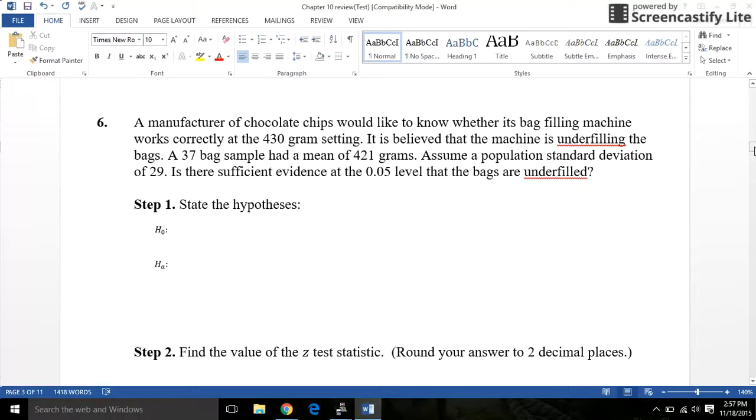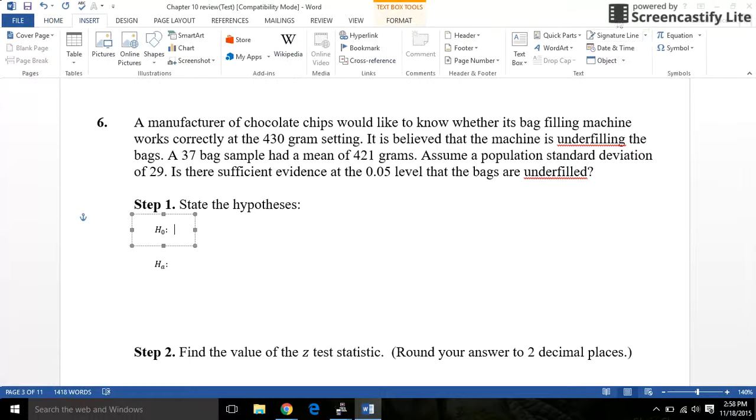A 37-bag sample has a mean of 421 grams. Assume the population standard deviation is 29. Is there sufficient evidence at the 0.05 level that the bags are underfilling? Okay. Again, I know this is a mean, so I'm going to go in here and insert my symbol, mean, and then I'm going to go here and insert my symbol, mean.